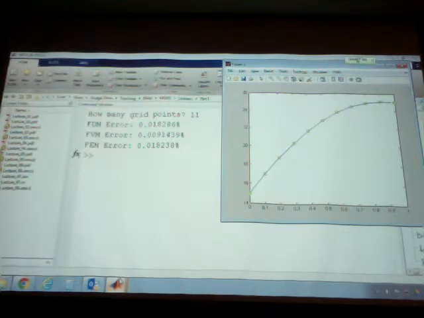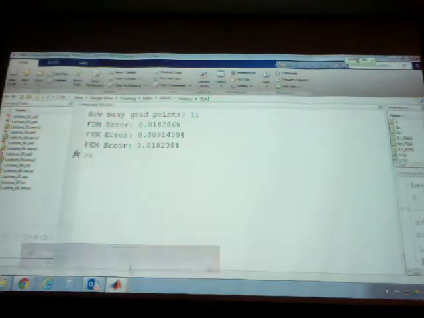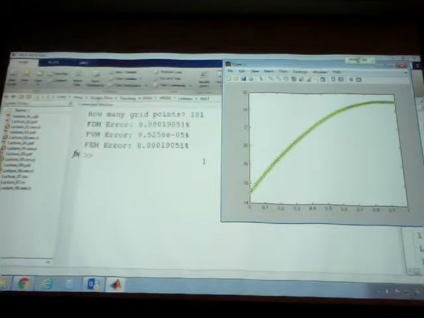All right. So if we do this again, so again, qualitatively it's indistinguishable. But if I do this again, and I do 101 points, and it takes long. See it?